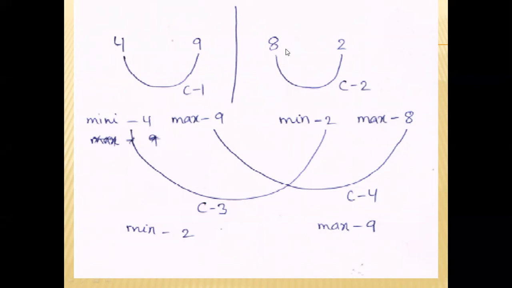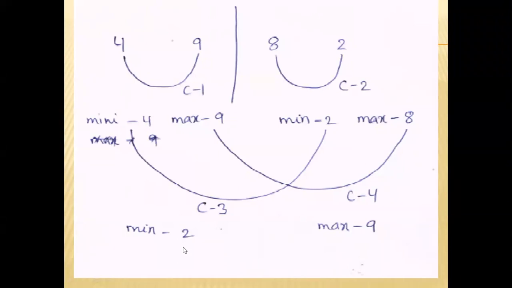In the second subproblem, 8, 2, the array has only 2 elements, so the minimum value is 2 and the maximum value is 8. Compare the minimum value in subproblem 1 to the minimum value in subproblem 2 and get the minimum value of the whole problem, which is 2. Compare the maximum values of the subproblems and get the maximum value 9. Here the total number of comparisons is only 4. First C1 compares 4 with 9, C2 compares 8 with 2, C3 compares the minimum values, and C4 compares the maximum values.